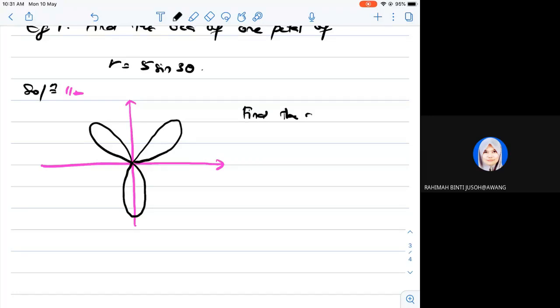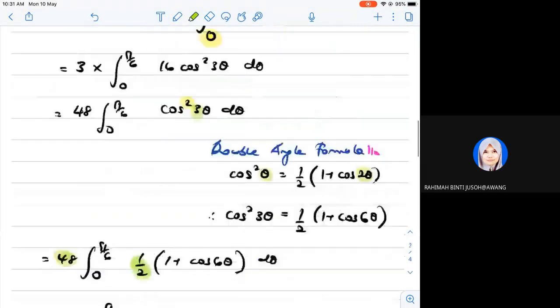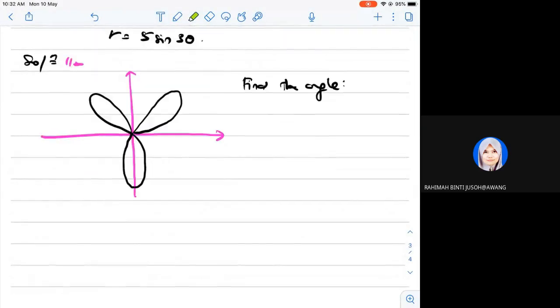Okay, find the angle. So the same method here, let r equals to 0. Sama juga, kita kena let r equals to 0. Alright. So we let r equals to 0. So 4 sin 3 theta, tapi sekarang 5 kan. 5 sin 3 theta equals to 0. Okay. So now sin 3 theta equals to 0. 3 theta equals to shift sin 0. Macam tu.